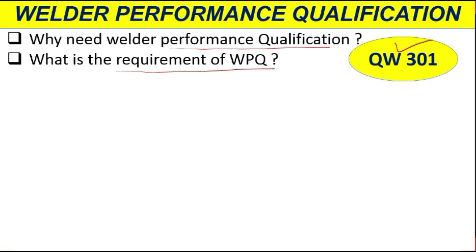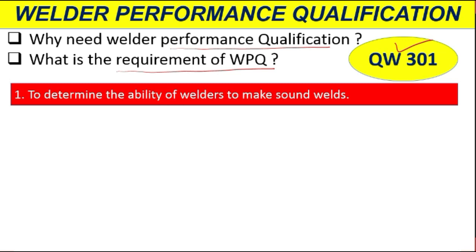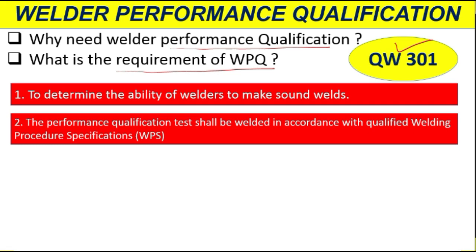First we will discuss why we need welder performance qualification. This is very important. The first one is to determine the ability of the welder to make a sound weld. So we need to check, prior to starting production welding, whether the welder is capable of doing the welding or not. Second, the performance qualification test shall be welded in accordance with the qualified welding procedure. It means the welder should weld in production as per the welding procedure specification.